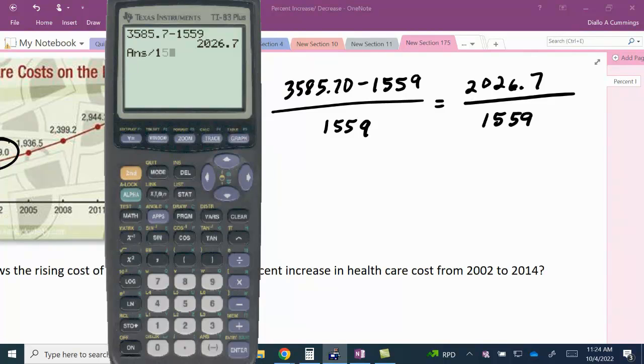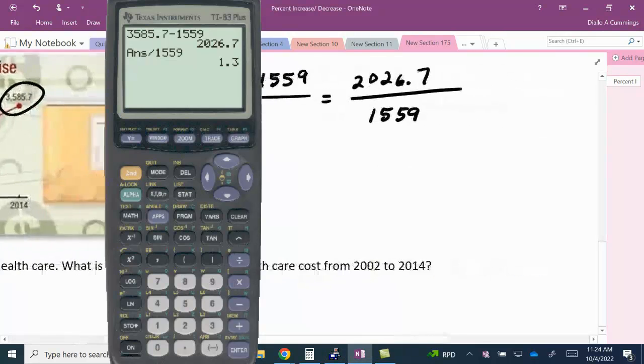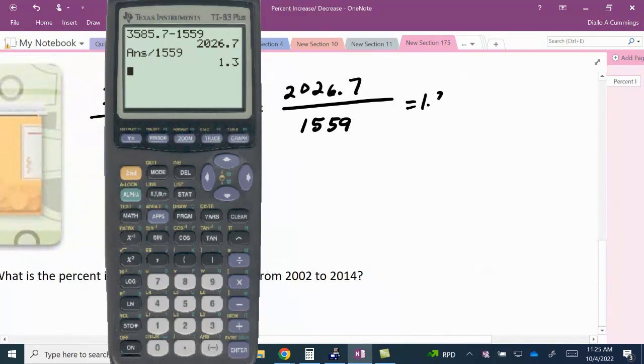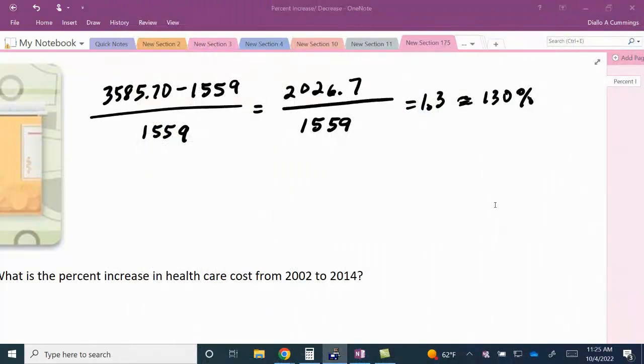So now if we divide by 1,559, we get 1.3. Now we must convert the decimal to a percentage. So I'm going to move the decimal 2 places to the right, and I'm going to add my percent symbol for a total of 130%.